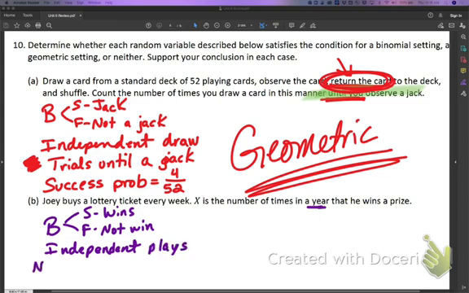Now, do we have N or T? Is there a set number of trials? Well, it says in a year, every week. So we have a number of trials that equals 52, because there's 52 weeks in a year.